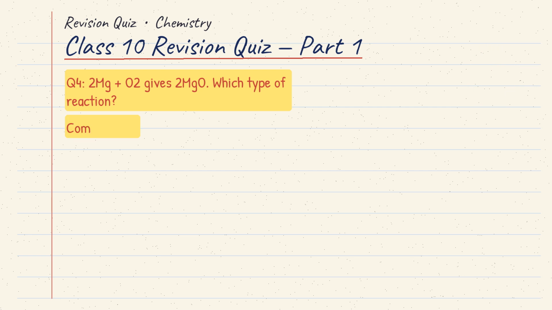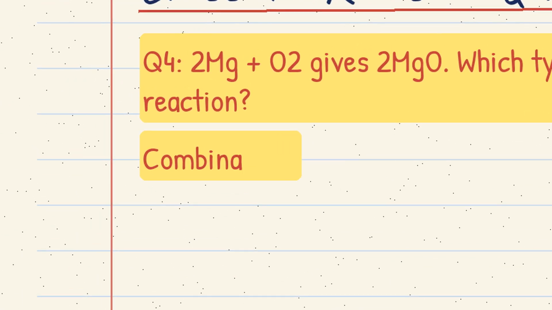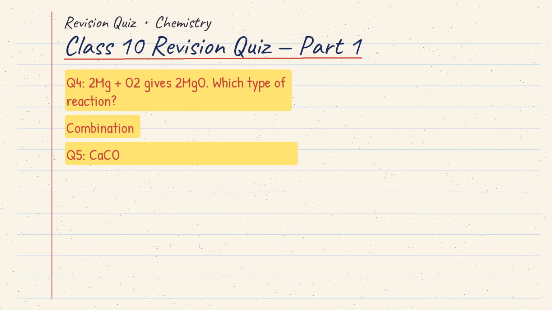The answer is combination. Two substances join into one. Question 5. CaCO3 gives CaO plus CO2. Which type? Pause and think.